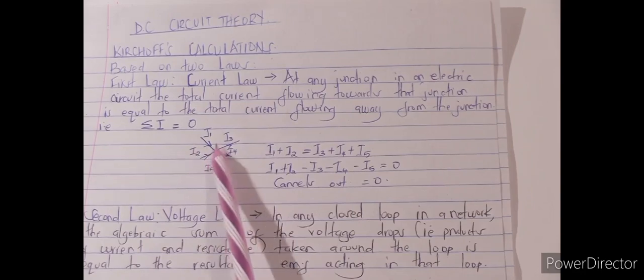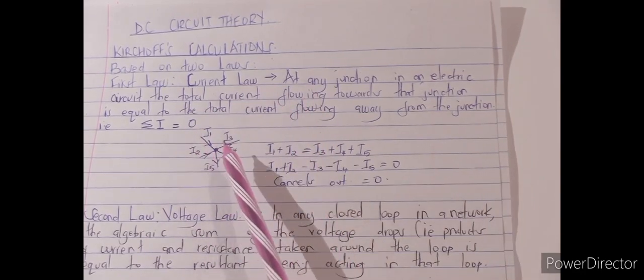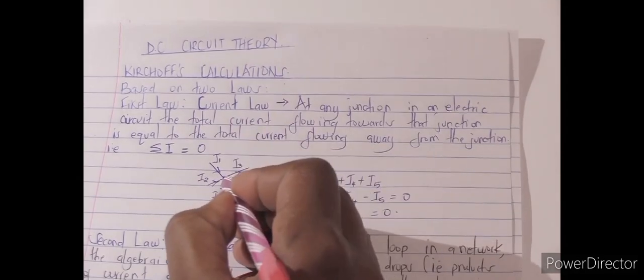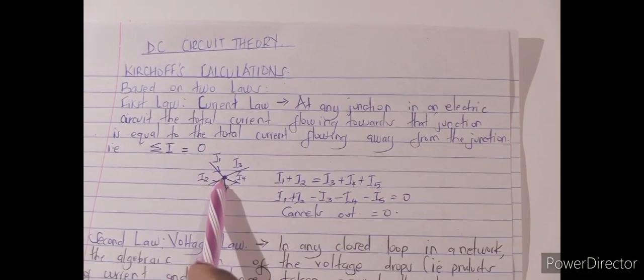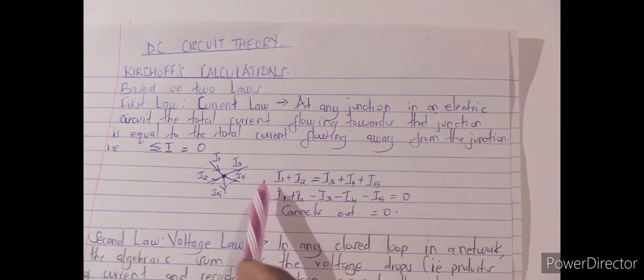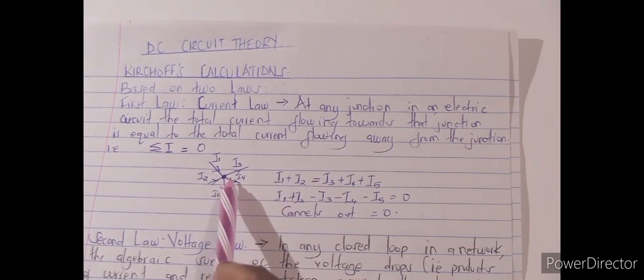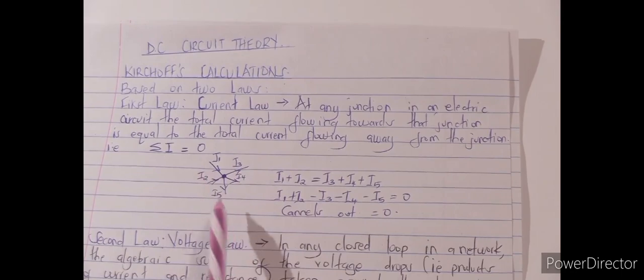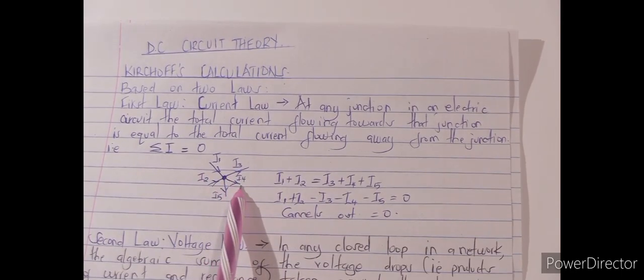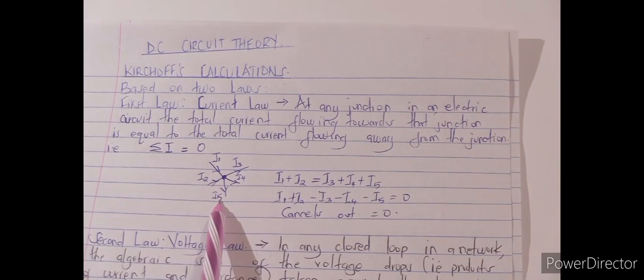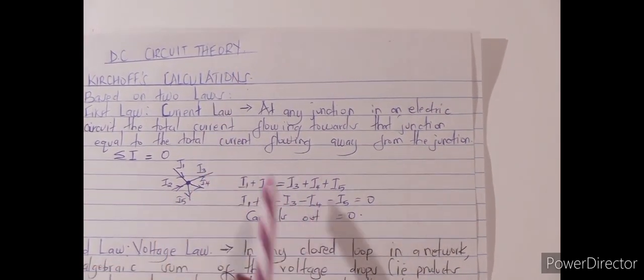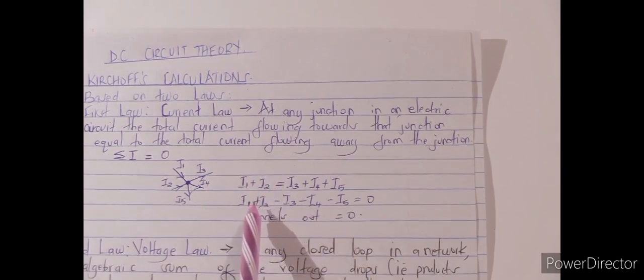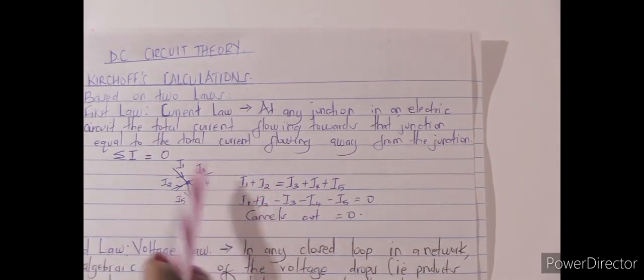So I'm going to use the following illustration. We have a junction, with current I1 flowing into the junction. We also have I2 flowing into the junction. And we have the remaining 3 arrows removing current from the junction, that is I3, I4, and I5. So we are going to have I1 plus I2 is equal to I3 plus I4 plus I5.